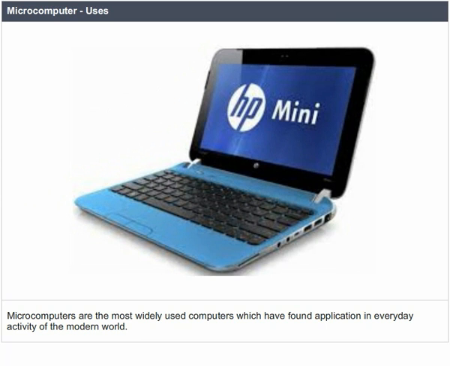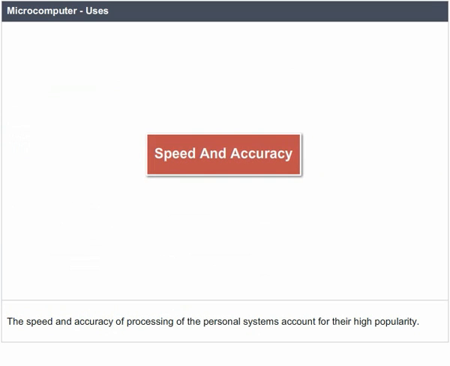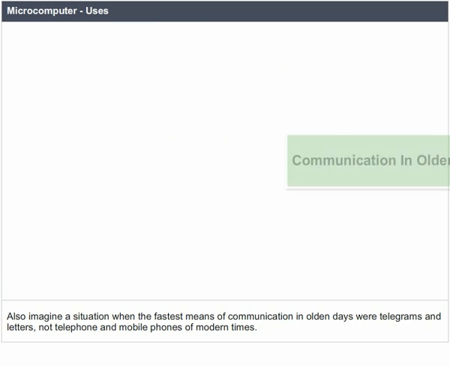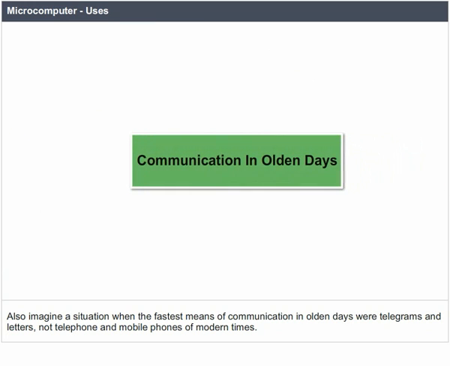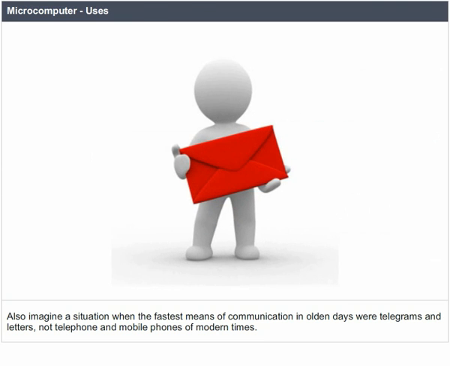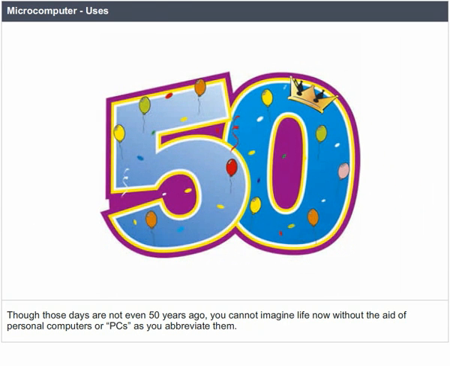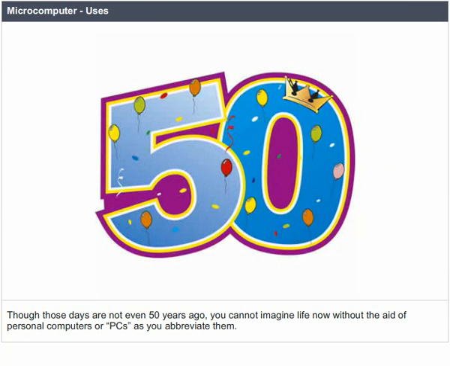Microcomputer uses. Microcomputers are the most widely used computers which have found application in everyday activity of the modern world. The speed and accuracy of processing of the personal systems account for their high popularity. Think of a world where share market trading had to be carried out manually. Also imagine a situation when the fastest means of communication in olden days were telegrams and letters, not telephones and mobile phones of modern times. Though those days are not even 50 years ago, you cannot imagine life now without the aid of personal computers, or PCs as you abbreviate them.